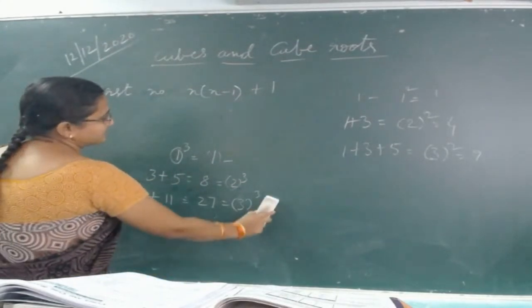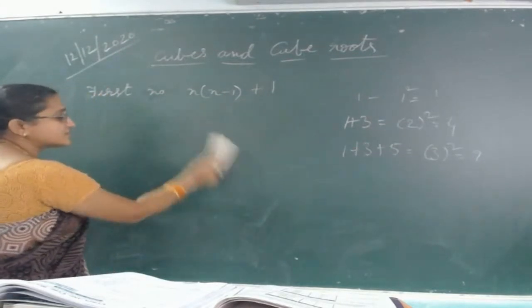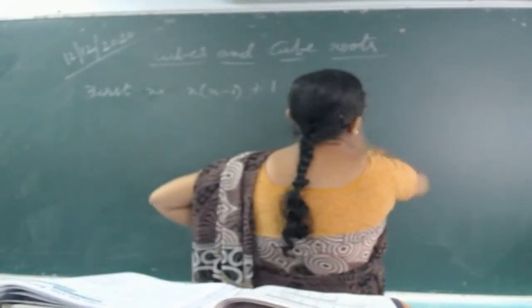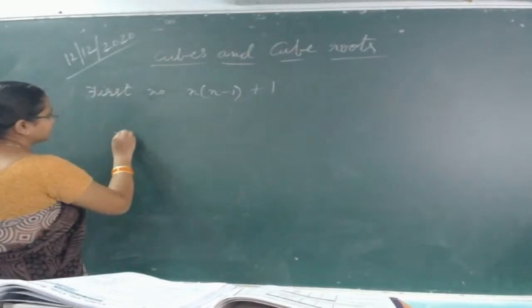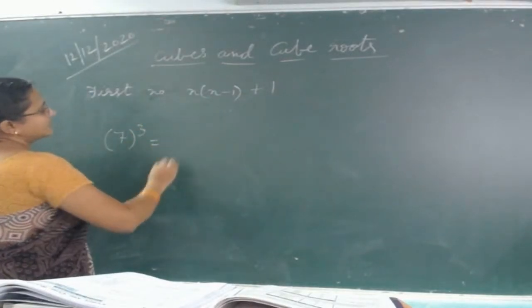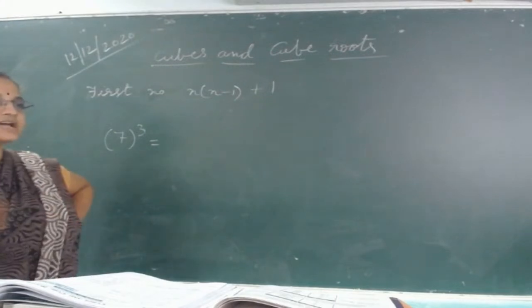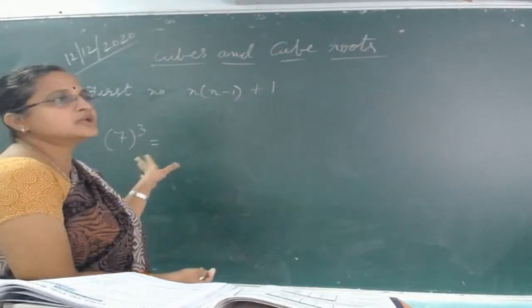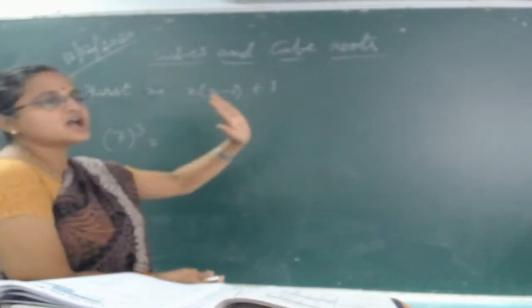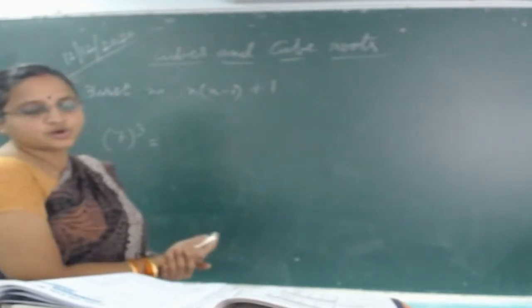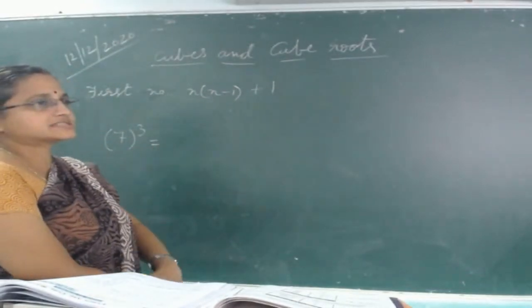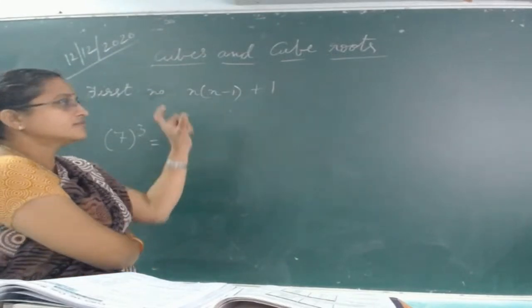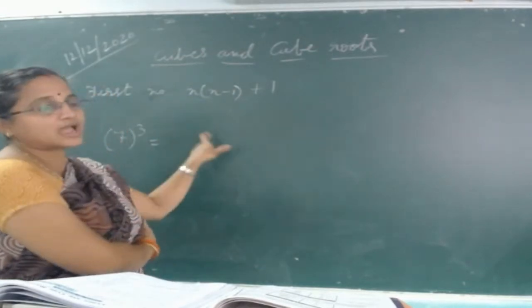But you may ask me, Madam, how can we find from which odd number we have to start? For example, I told you to write 7 cube as the sum of consecutive odd numbers. How do you express 7 cube? It should be expressed as the sum of consecutive odd numbers. Can you express it as 1 plus 3 plus 5 plus 7? No. First, which odd number do you have to take first? That you have to know first.